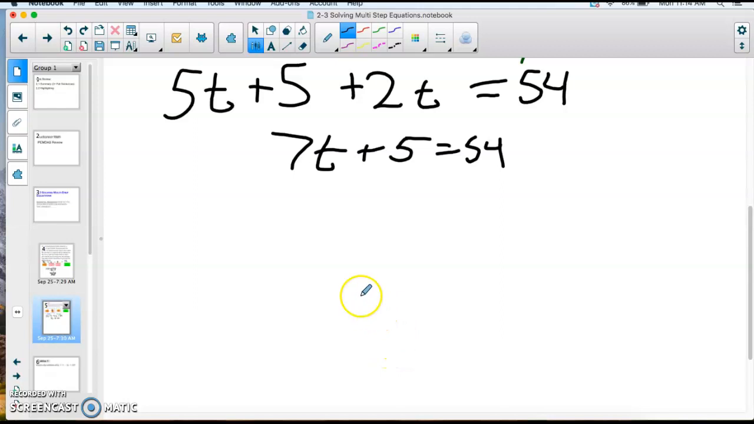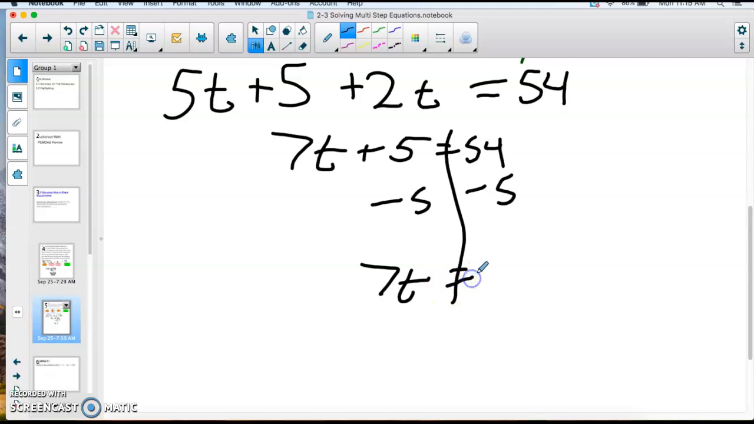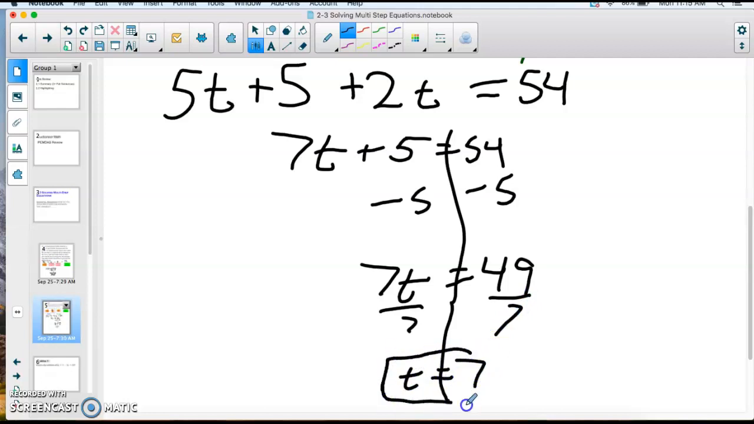Now our first step, we're going to subtract 5 from both sides. So we're left with 7t. Sorry guys, I'm doing this all with a mouse, so I'm doing the best I can here. 54 minus 5 is 49. And then we divide by 7. 49 divided by 7 is 7. And so each movie ticket costs $7. And we should probably put a label: $7.